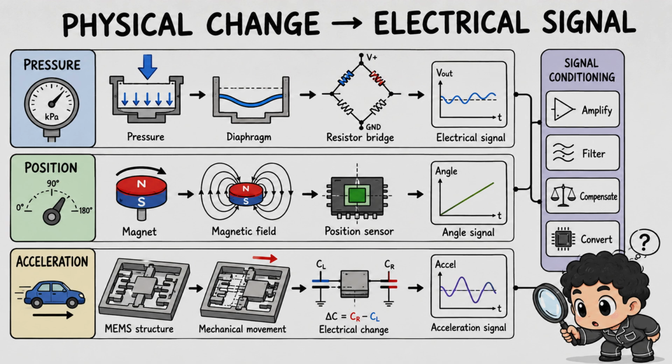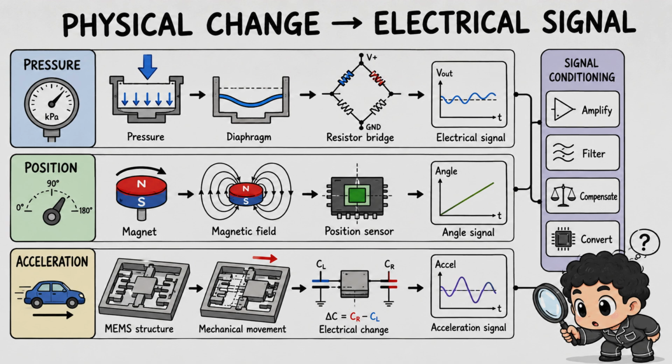Look first at what happens inside a sensor. A sensing element reacts to the physical quantity being measured. A pressure sensor may contain a diaphragm that bends as pressure changes. A position sensor may detect a changing magnetic field. An acceleration sensor may contain microscopic mechanical structures that move slightly when the vehicle accelerates. That physical change must become an electrical signal.